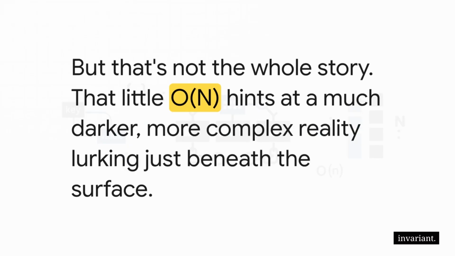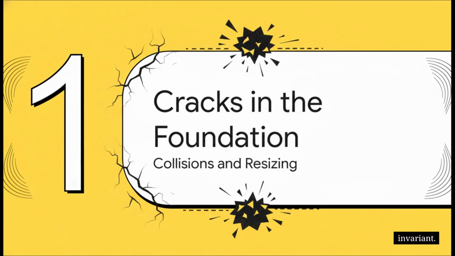It's not even close. And the first clue is right there on the slide. In that column nobody likes to talk about, the amortized worst case. That little O of n you see? Well, that hints at a much darker, much more interesting reality hiding just under the hood. So let's go find those cracks in the foundation. And it all starts with two big ideas that every dictionary has to wrestle with: collisions and resizing.